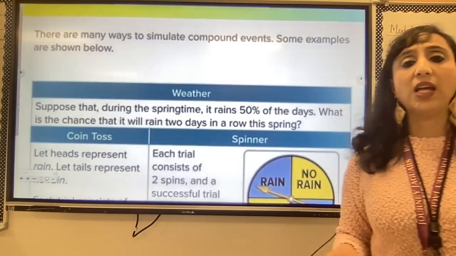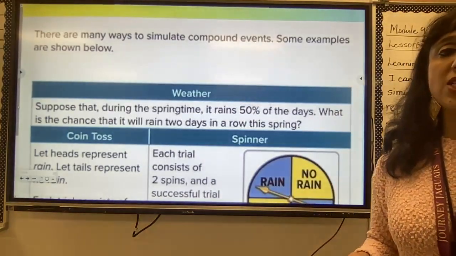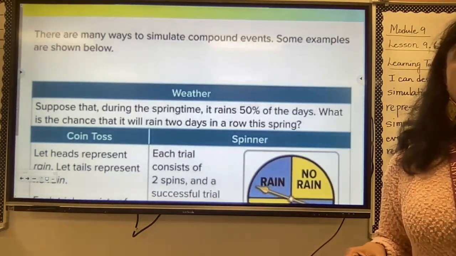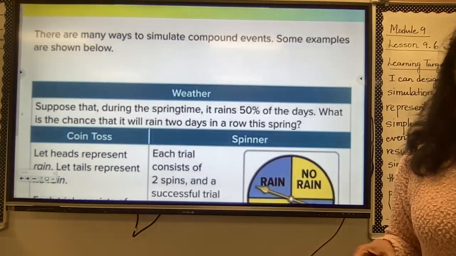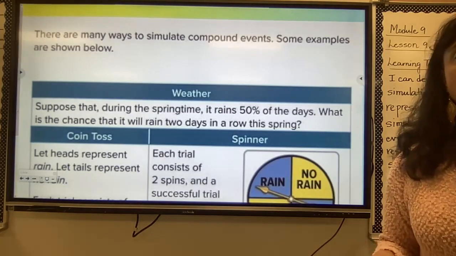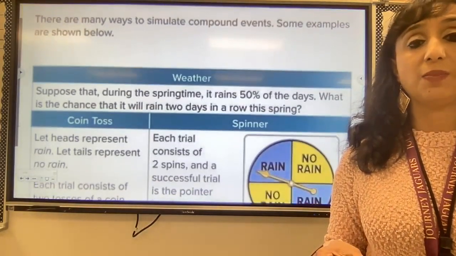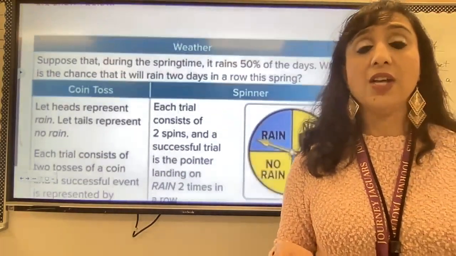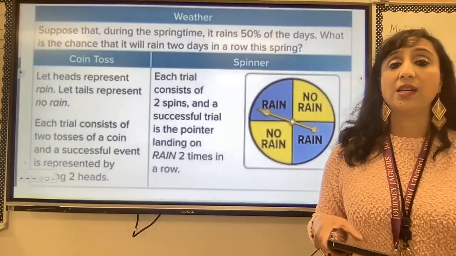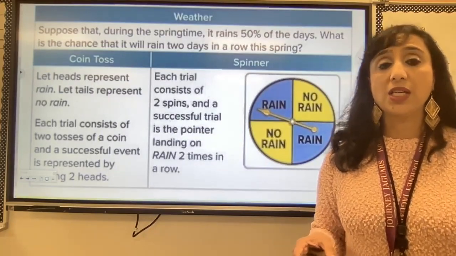Suppose that during the springtime it rains 50% of the days. What is the chance that it will rain 2 days in a row this spring? So I'm just going to show you what I can do, because it's talking about 50%, that is 50% raining, 50% not raining. So we can either use a coin toss, or we can also use a spinner.